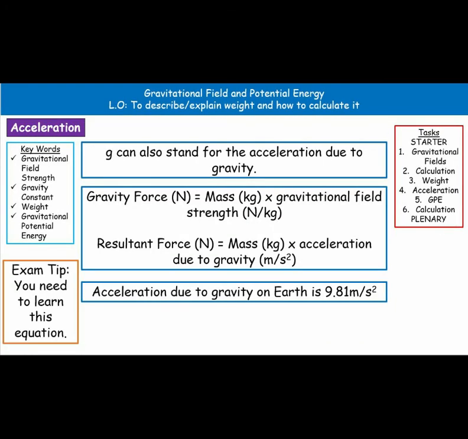So we use the lowercase g to refer to our gravitational field strength, but we can also use it to stand for the acceleration due to gravity. So we've already said that gravity force is the mass times the gravitational field strength, but we could also talk about this in terms of our resultant force. So resultant force, still in newtons, is the mass in kilograms times the acceleration due to gravity. Now on Earth, acceleration due to gravity is 9.81 meters per second squared. They will accept it as rounded to 10, but obviously if you want to be super accurate, 9.81 is the correct acceleration due to gravity on Earth.